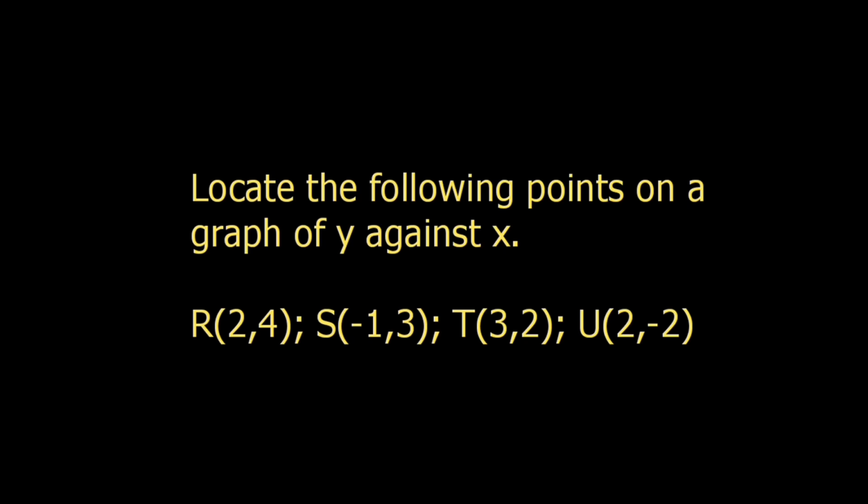Locate the following points on a graph of y against x. We have point R, which has coordinates 2, 4, point S, coordinate -1, 3, point T, coordinate 3, 2, and point U, coordinate 2, -2. Let's quickly add at this point that to locate points using the XY plane, we read the first value as X followed by Y. That is, for example, in R having 2, 4, it means that X in this case is 2 and Y is 4.